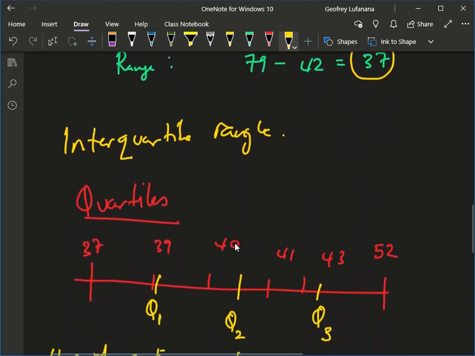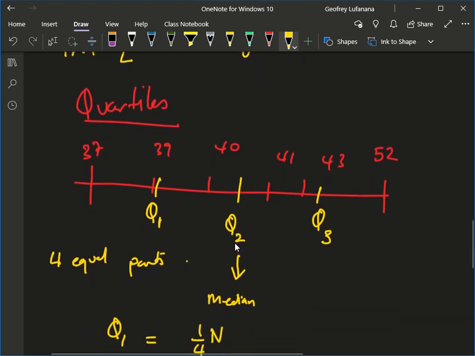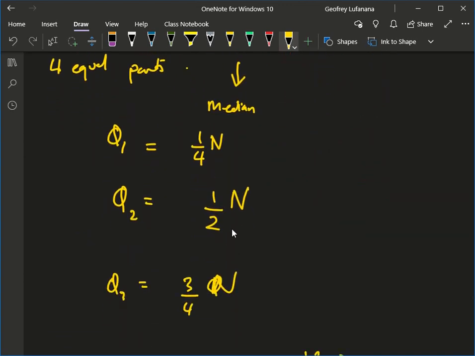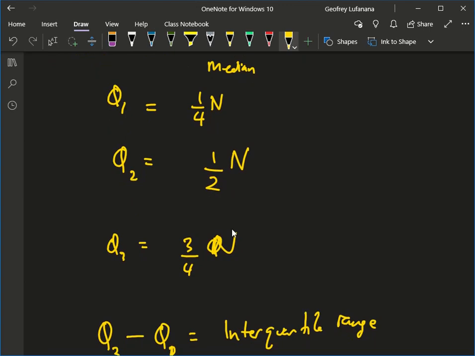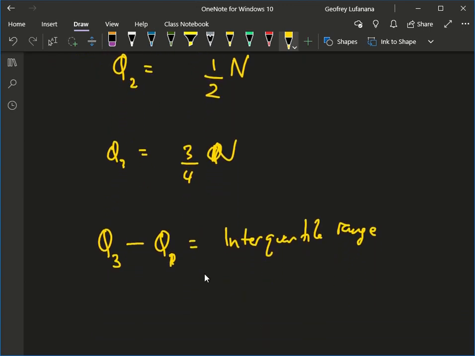So we divide the data into 4 equal parts, which we call quartiles. That is Q1, Q2, and Q3, where Q1 is a quarter of your data, Q2 is a half of your data, which is actually the median, and Q3 is 3/4 of your data. In the next video, I'll be explaining how to calculate the different quartiles and the interquartile range.